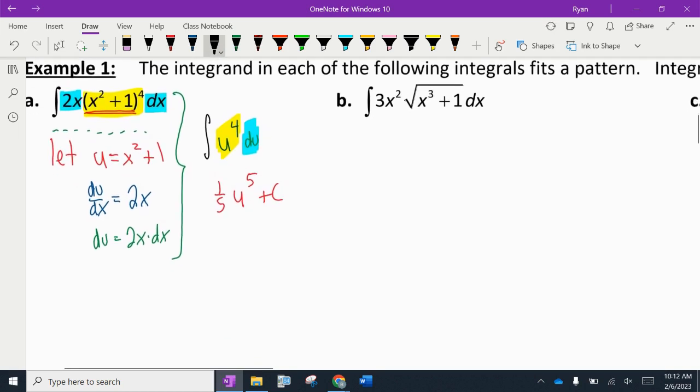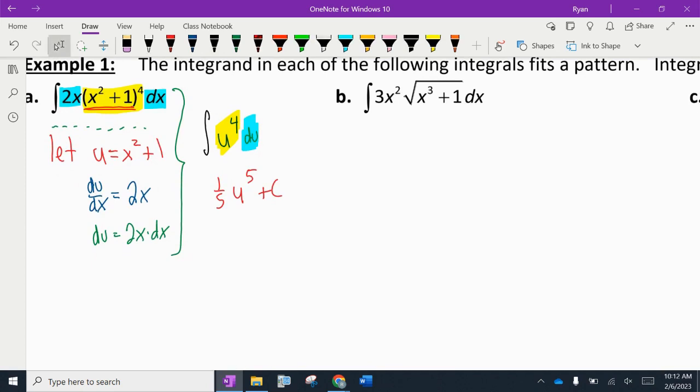Final step in this one, because there are no u's in the original problem, I'm going back to my let statement where I see this u. The u is really x squared plus 1. I'm plugging it back in there, and this is supposed to be taken to the fifth, plus c. I believe that is my correct answer.